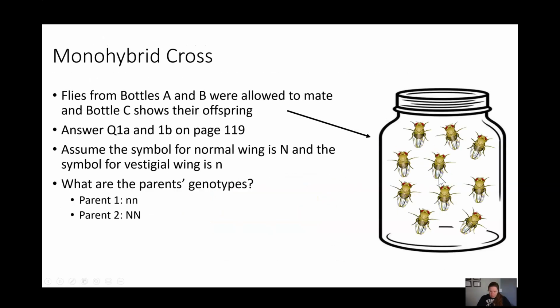So from this, we need to go a little bit further. The flies from bottle A and bottle B were allowed to mate, and bottle C shows their offspring. I put lots of their offspring here in bottle C, and I want you to observe these flies and ask yourself which is the dominant characteristic and which is the recessive characteristic based on this outcome.